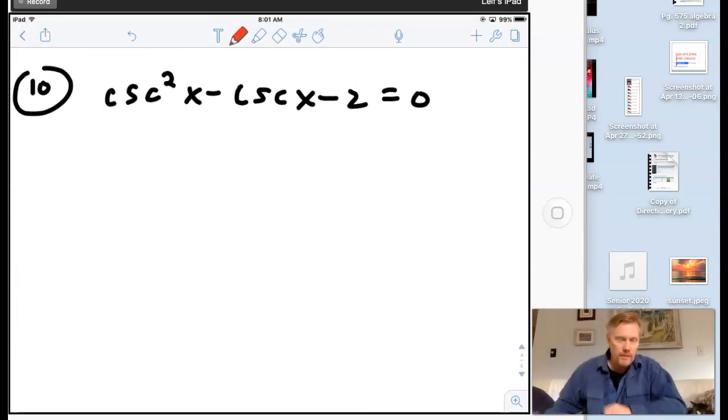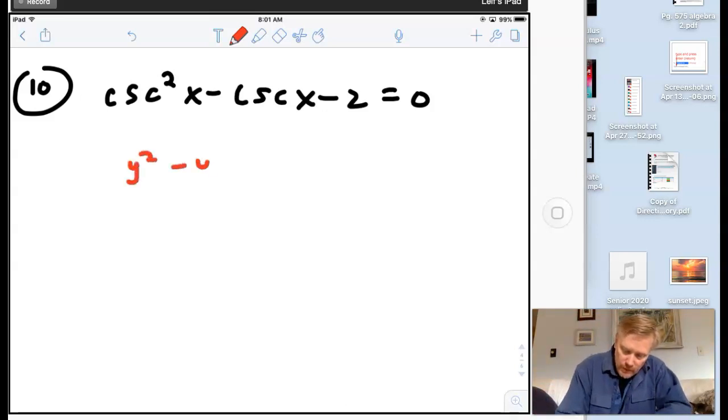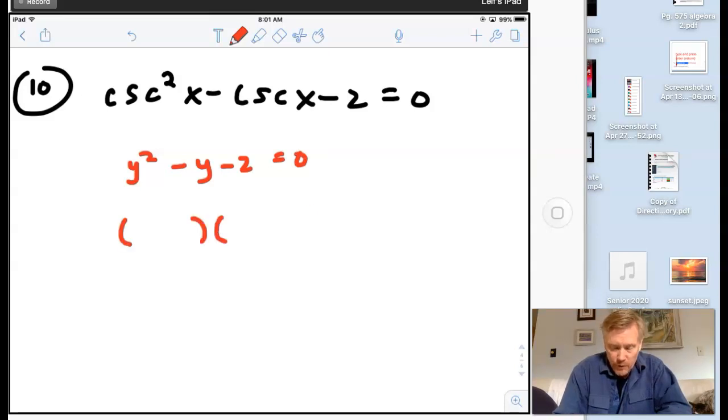I see a trinomial up there. It's got three terms. This is the same as y squared minus y minus 2. If you can factor this, you can factor cosecant squared. This is pretty basic, right? What multiplies to negative 2 and adds up to negative 1? This is y minus 2 times y plus 1.